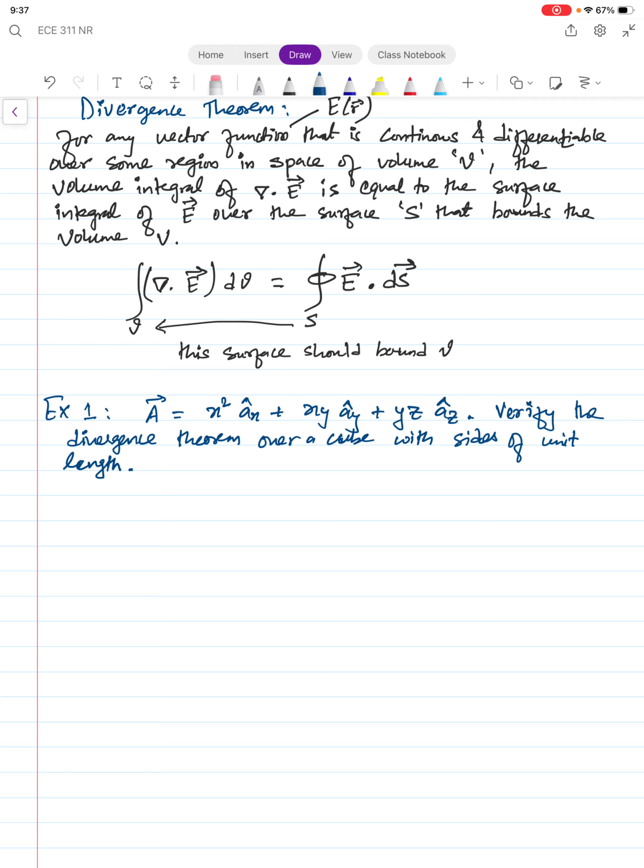Okay, to simplify, we'll say that one corner of the cube is at the origin and the other is at 1 comma 1 comma 1.